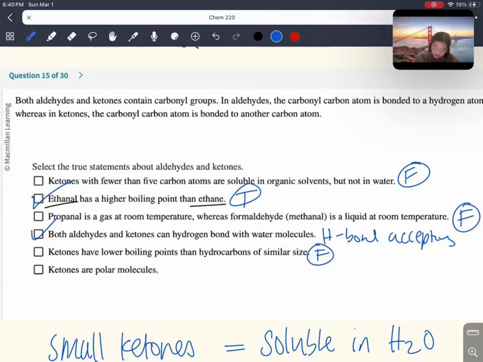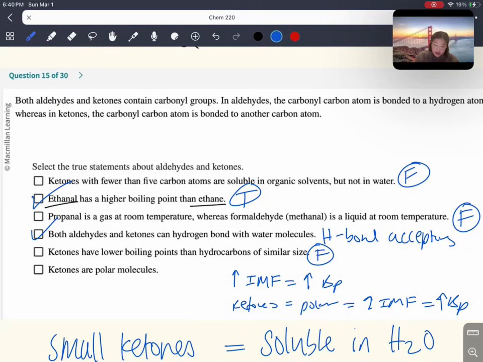Ketones are actually polar. So what do we know about boiling point? Increased IMF equals increased boiling point. Hydrocarbons are nonpolar, ketones are polar, which equals increased IMF, which equals increased boiling point. So this is actually false. The opposite is true. Ketones have a higher boiling point than hydrocarbons of a similar size.